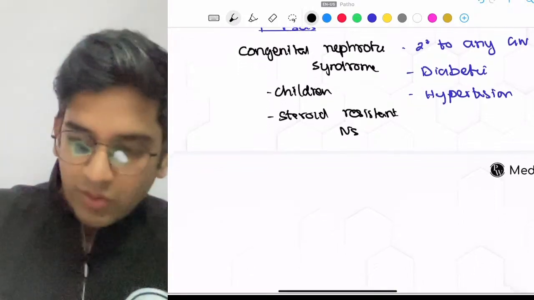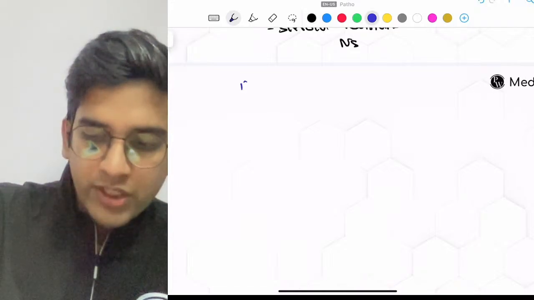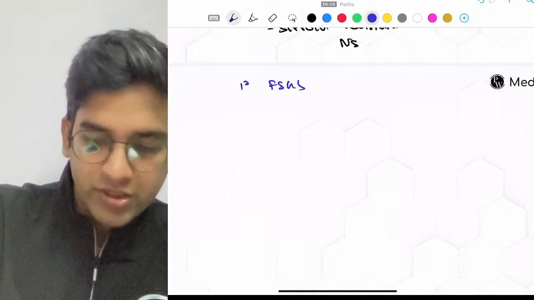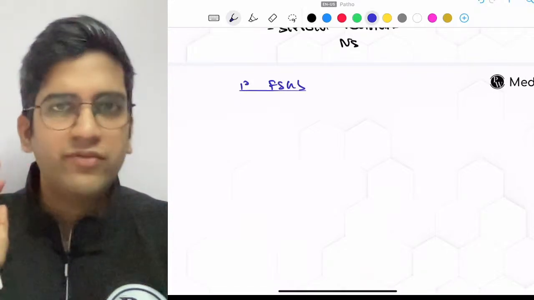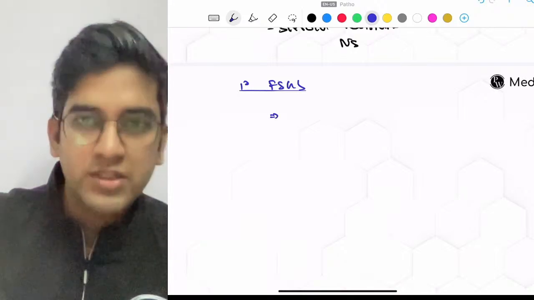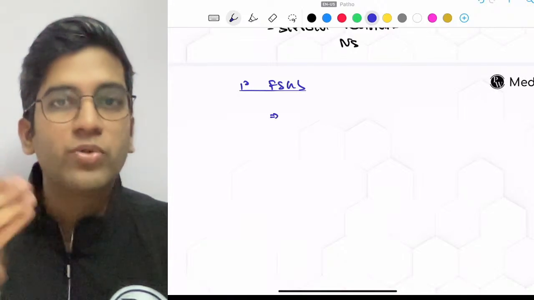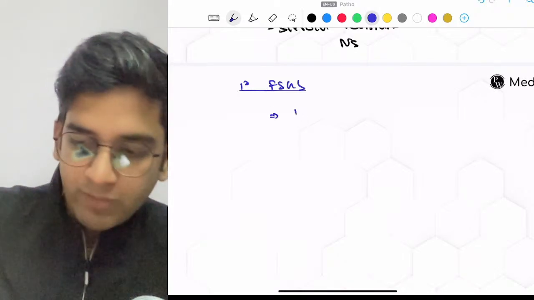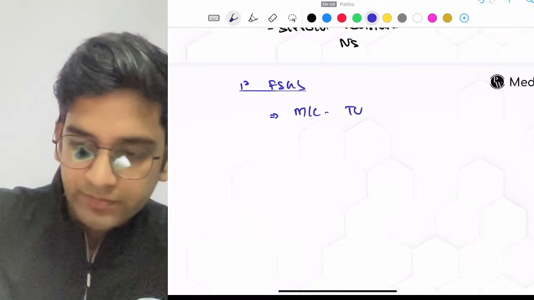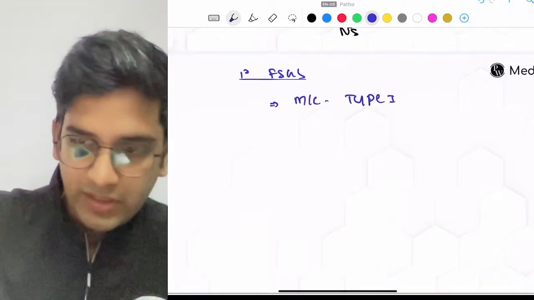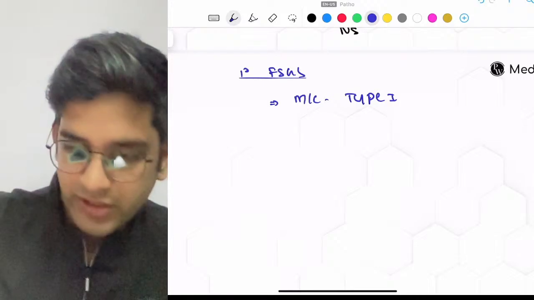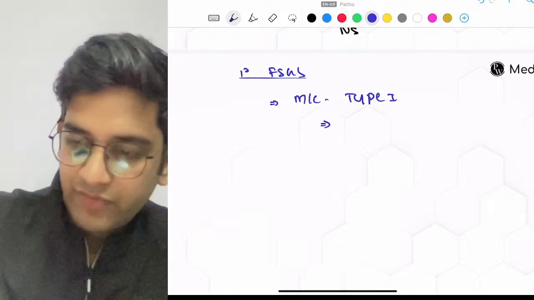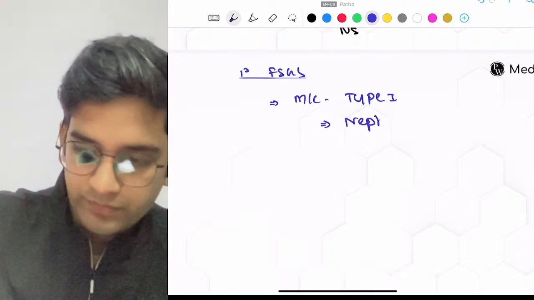That's one part. So now let's see what are the mutations which can cause primary FSGS. We already know it's a child and will have nephrotic syndrome. There are a few known mutations because these are mutations of the proteins which are involved in the foot process. The most common variant is type 1 congenital nephrotic syndrome. I'll come to this. Okay. We have different mutations.